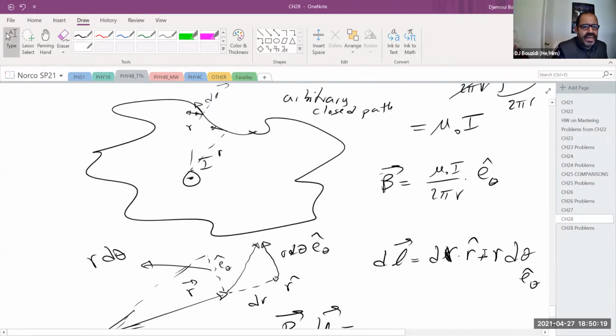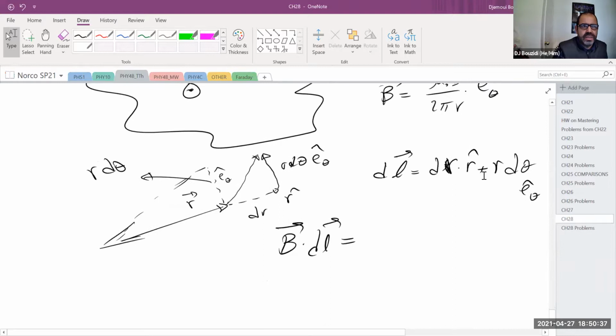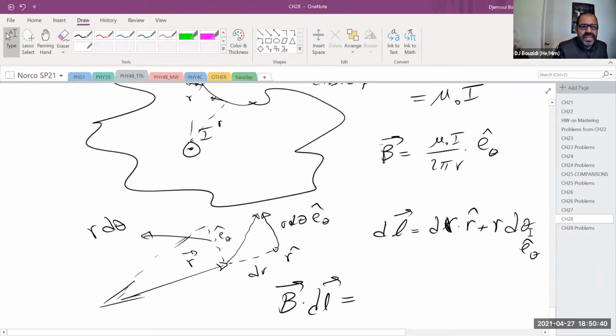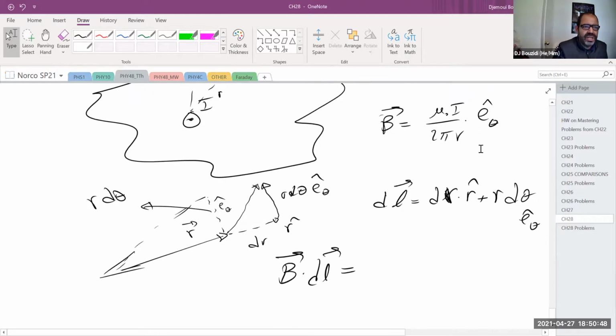Obviously, r hat and e theta, they are perpendicular to one another. So it's going to involve zero dot product because the first one is length 1, the second one is length 1. But when I multiply both of them, there is a cosine of the angle between them, which is 90 degrees because they are perpendicular. Cosine of 90 degrees is 0. But I will be left with e theta dotted with e theta, and that's going to be length of 1 times length of 1 times cosine of 0, which is 1. So it's going to be involving just these two products, and that's going to be mu naught I over 2 pi r times r d theta, and that's it, because e theta times e theta is 1.